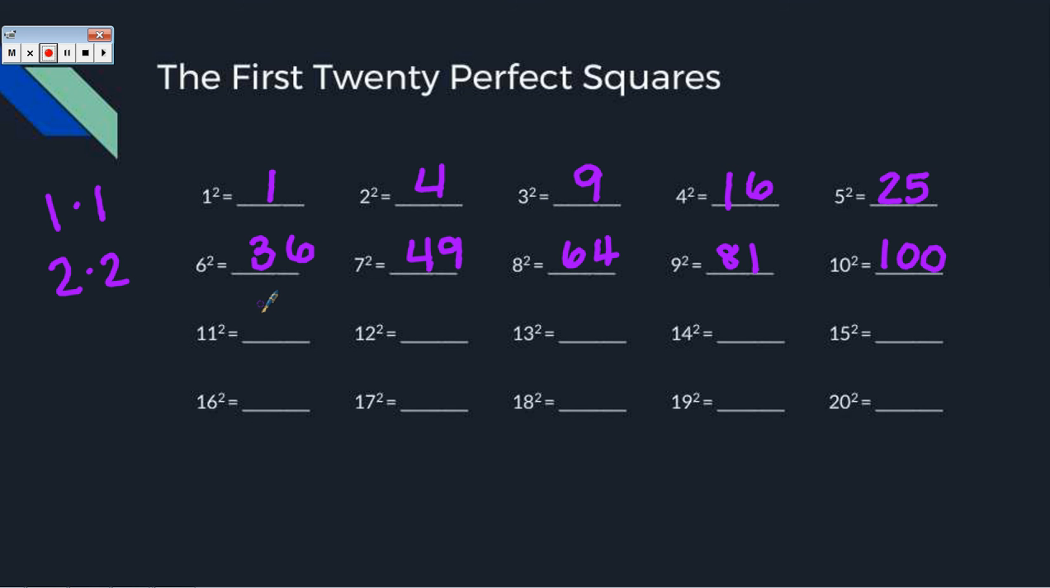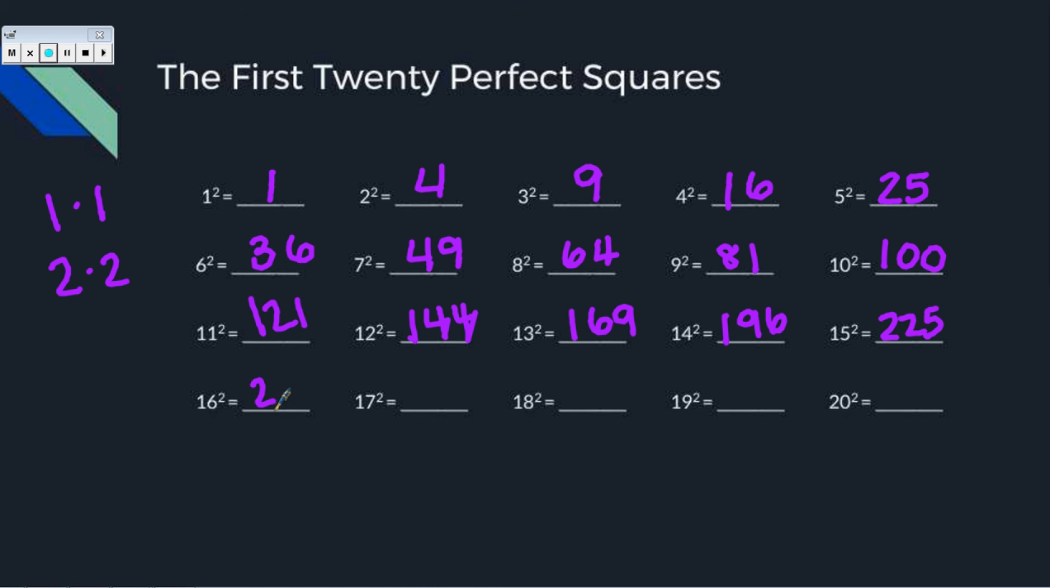Hopefully those first 10 are some that you have seen in the past and came back to you quickly. The next 10 may be a little trickier. 11 squared is like 11 times 11, so we get 121. 12 squared is 12 times 12, 144. 13 squared will give us 169. 14 squared gives us 196. 15 squared will be 225.